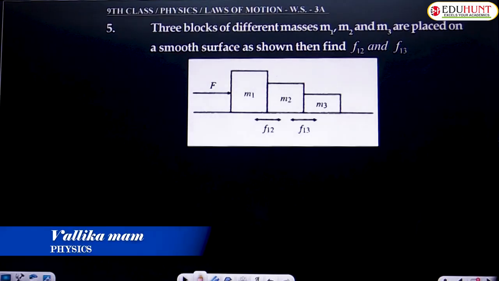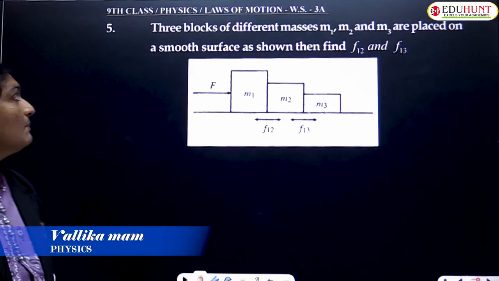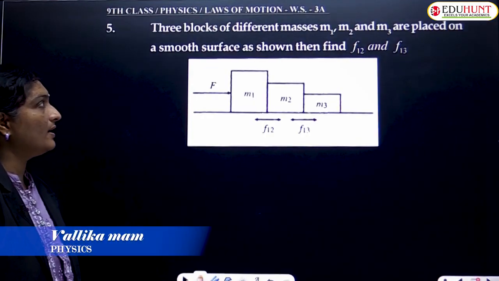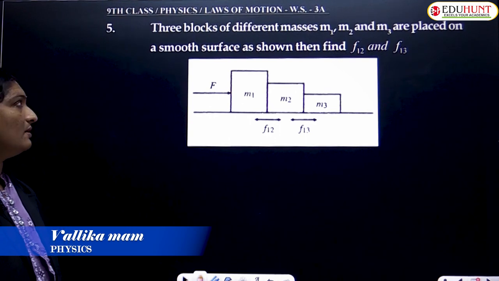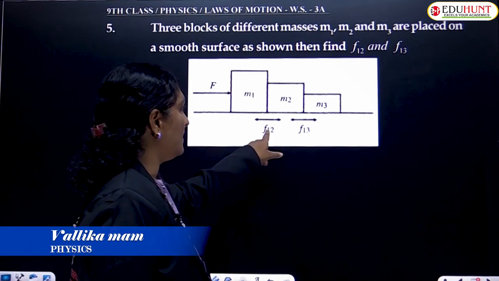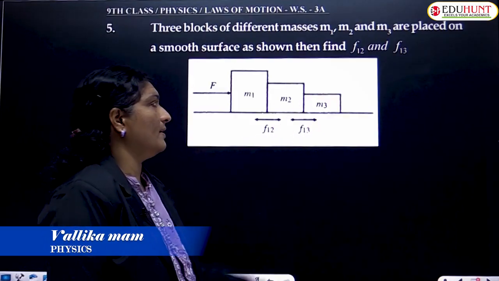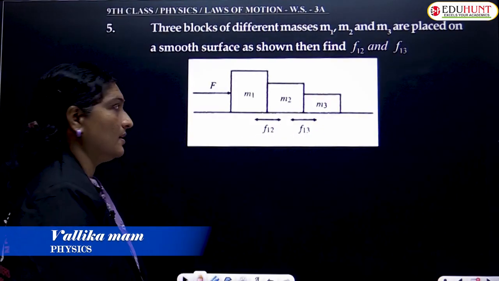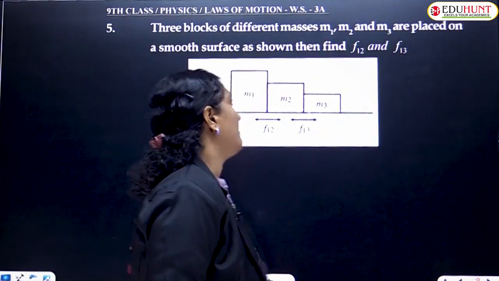Question number 5. Three blocks of different masses M1, M2, M3 are placed on a smooth surface as shown in the figure. You are asked to find the contact force between M1 and M2, indicated by F12, and the contact force between M2 and M3, indicated by F13. So, you need to find the value of F12 as well as F13.